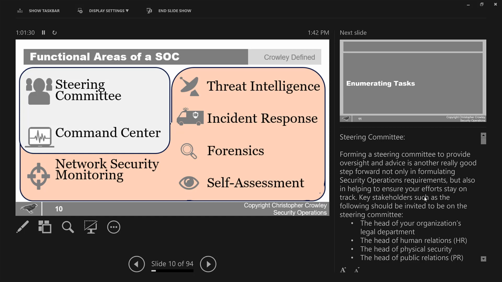Now, you may have outsourced portions of this. You may have actually set this up where a different team handles incident response.